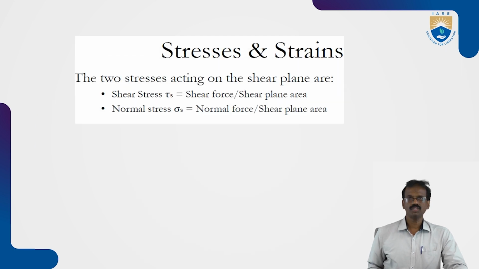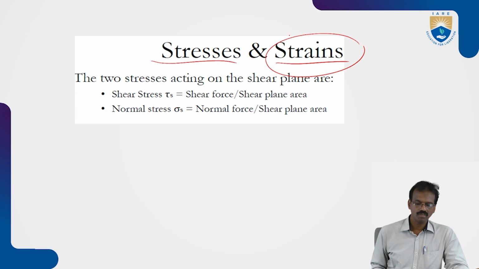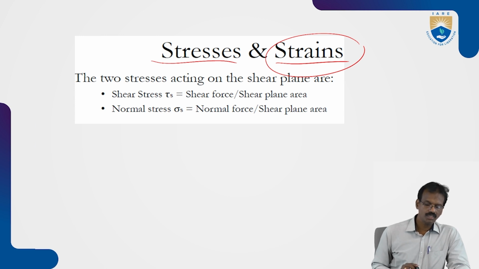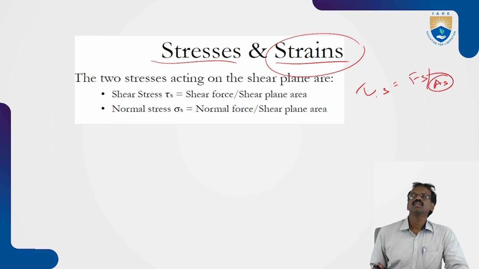Okay, so next we'll see the stress and the strains. What are stresses, and how to find out the strains also. So this one is also very important. First we'll see the stress. We know the formula: shear stress, tau s, is equal to shear force Fs by shear plane area, the area which is related to shear. Okay, so we'll see what the shear plane area is, then you can find out the shear stress.